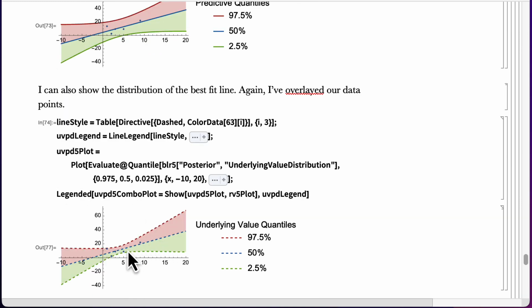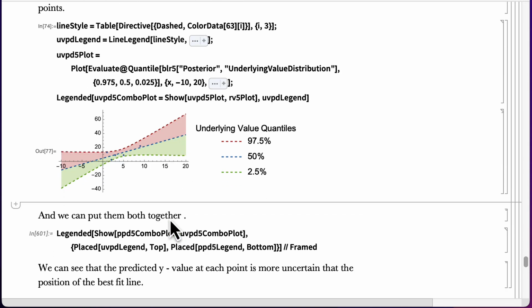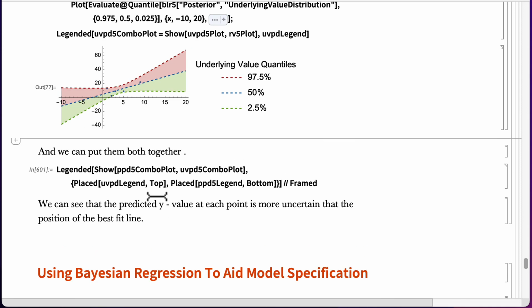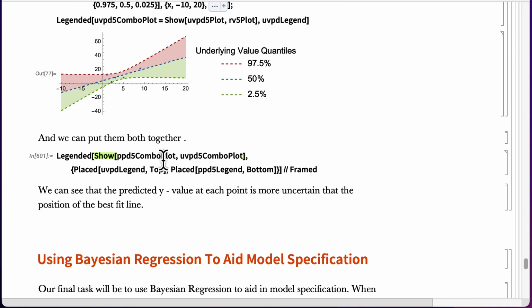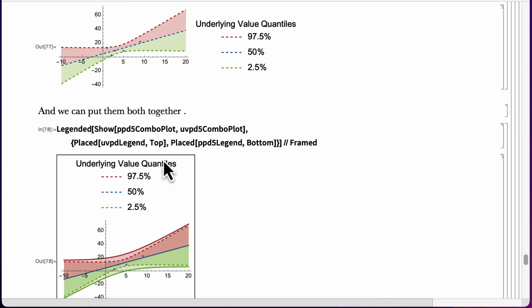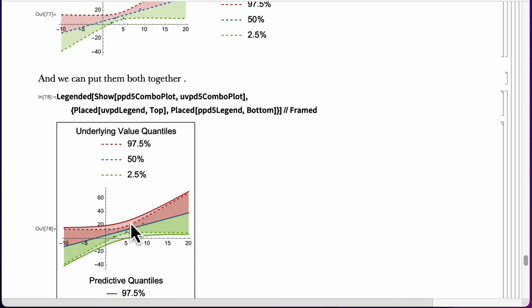And again, you can see this phenomenon of the farther away we get from where the data is, the less certain we are as to what's going to happen. And I think that does correspond with the real world. We could also, by the way, show all of these plots together, and you can see that the underlying value, where the best fit line is, we're a little more certain about that, but we could still have outlier points given the best fit line, and that's what you see in these non-dashed lines here.